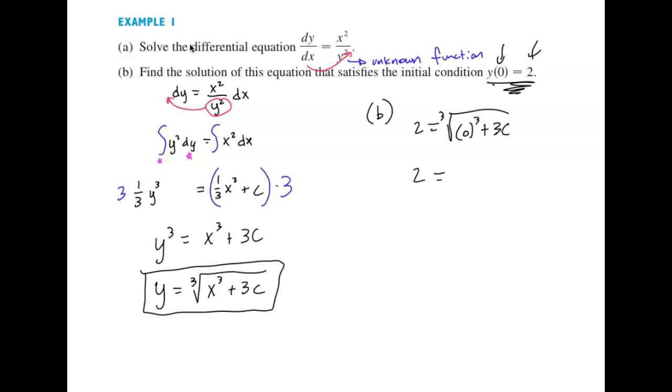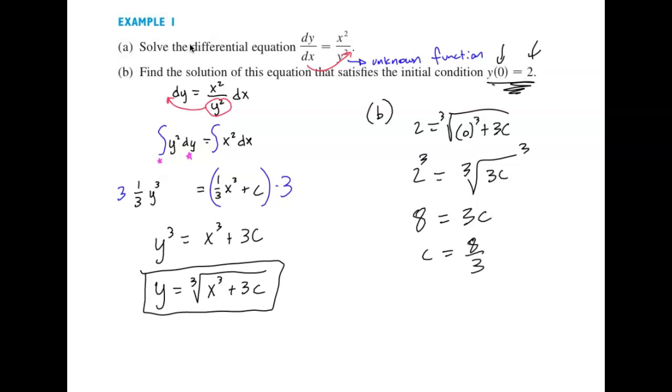All right, so 2 equals the cube root of 3c. Cube both sides. 8 equals 3c. C equals 8 over 3.